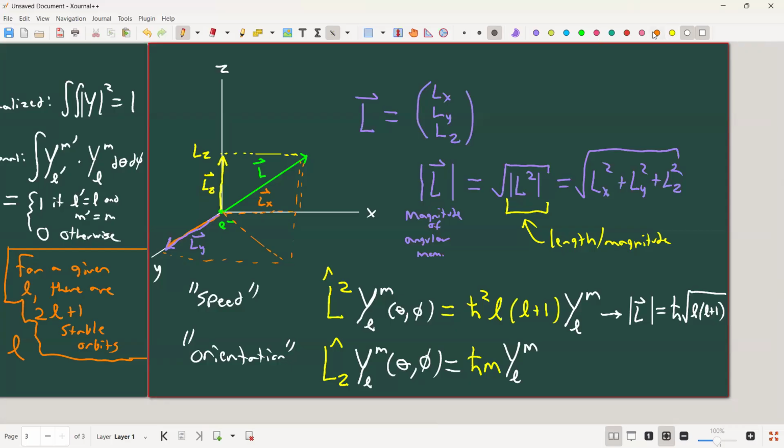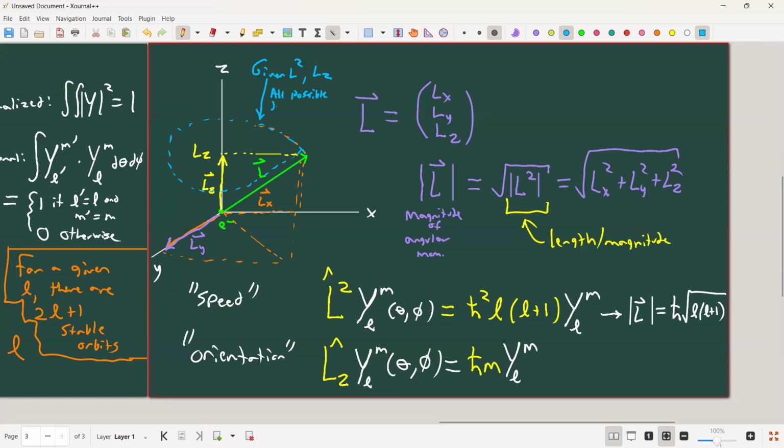L can be here, right? Let me do a different color. Anywhere along the z-axis, any of those values are perfectly acceptable for L. So just by knowing these two numbers, I can say that L is somewhere on that circle, but I don't know where. These are all the possible directions of L. So given L squared and LZ, this is all possible directions for L.